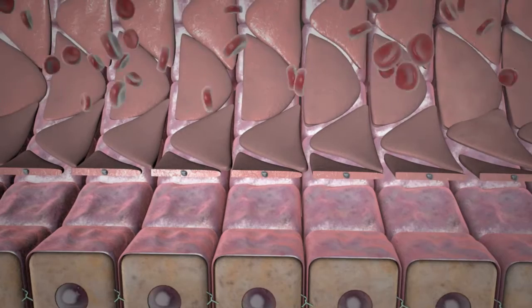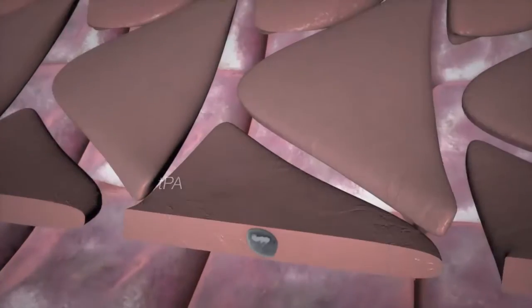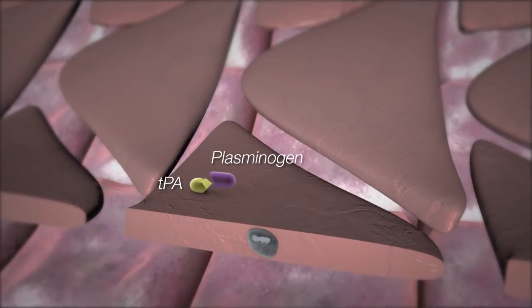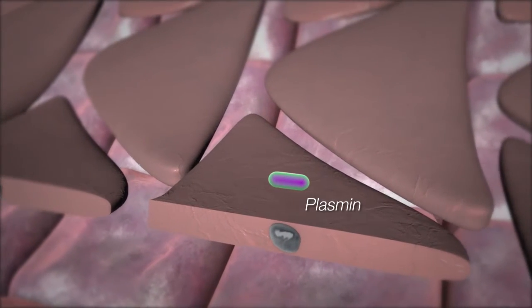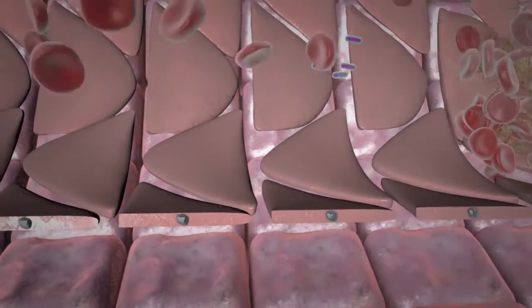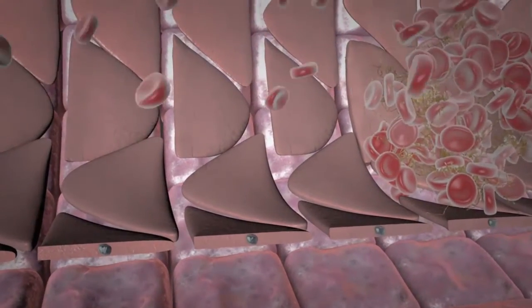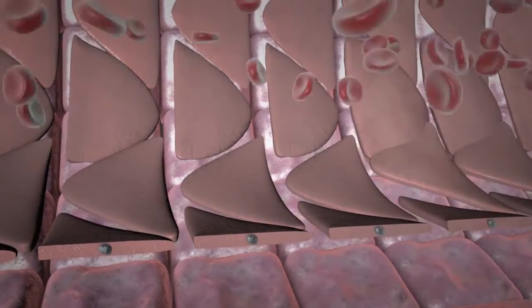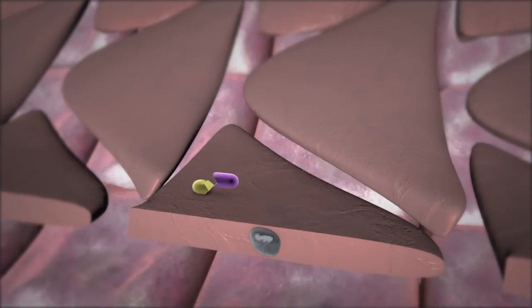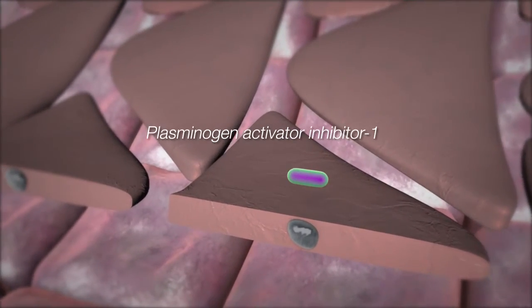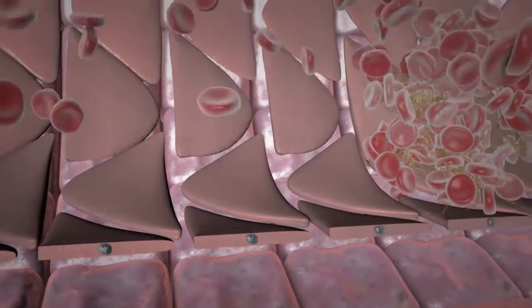Here, tissue plasminogen activator, released from endothelial cells, cleaves plasminogen to form active plasmin. Plasmin then cuts fibrin into pieces, and the clot dissolves. During VOD, however, activated endothelial cells release plasminogen activator inhibitor 1, which inhibits plasmin and thus prevents the clot from being broken down.